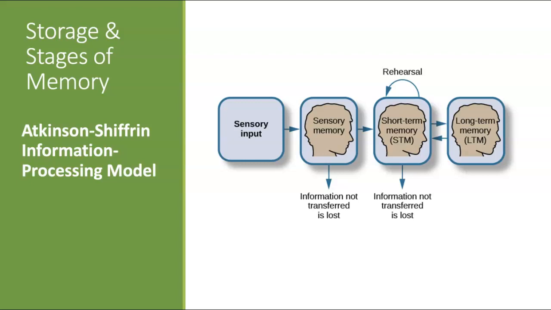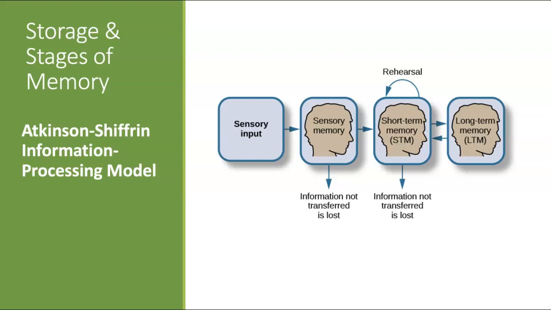And basically, the information processing model assumes that the processing of information for memory storage occurs in a series of three stages. Or in other words, it sees memory as this flow of information that goes through a series of stages. And in each of these stages, there is a different type of storage. So we'll very briefly go through these right now, and then on the following slides, I'm going to go through each one in a bit more detail.